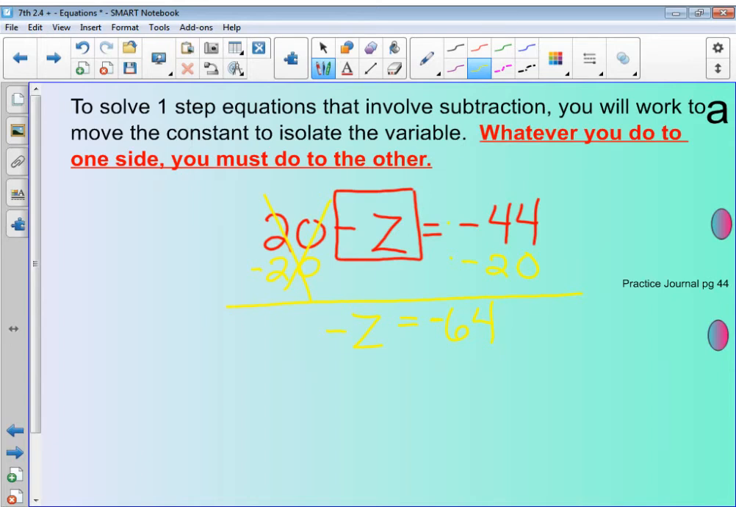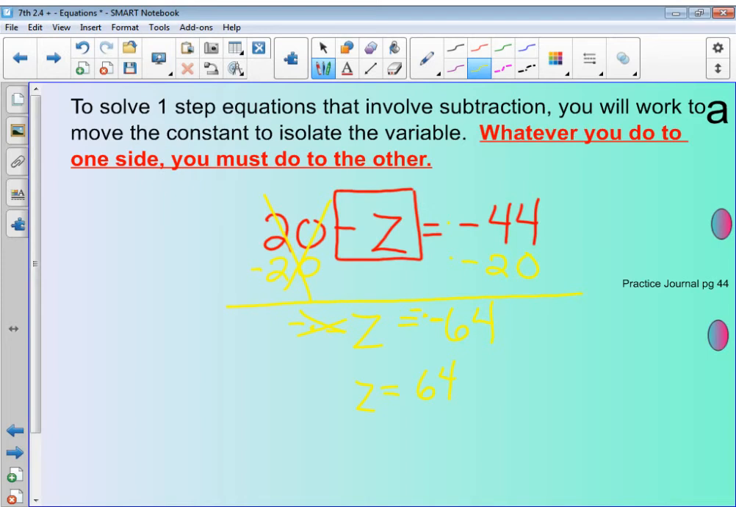Now to get rid of the negative on the Z, I'm going to go times a negative, which those will cancel out, right? So then I'm going to have to do times a negative again. Oh, two negatives make this Z equals positive 64.